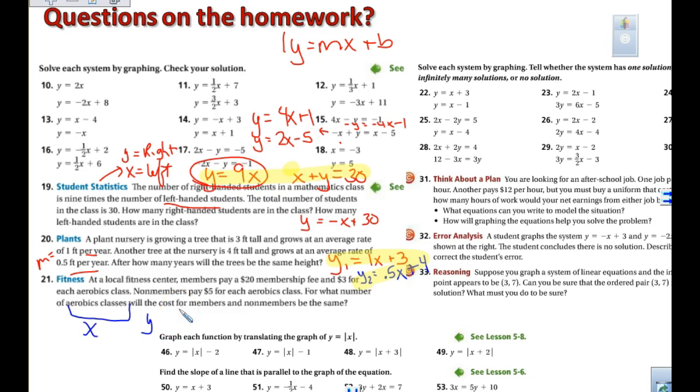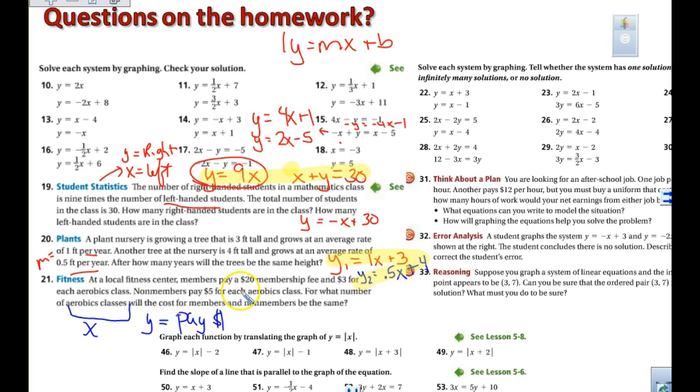Not the cost, but how much what? The Y is how much we have to pay, right? This is our dollars that we're paying to go to the class. So in the first one, we had to pay a $20 fee plus $3 a class. If X stands for our aerobic class, how can I write that equation? What is it going to look like?